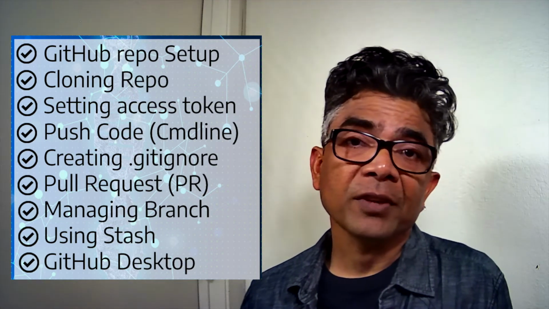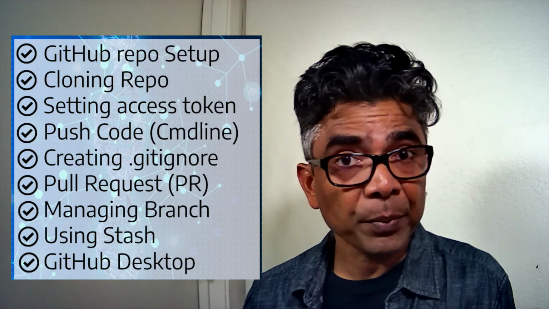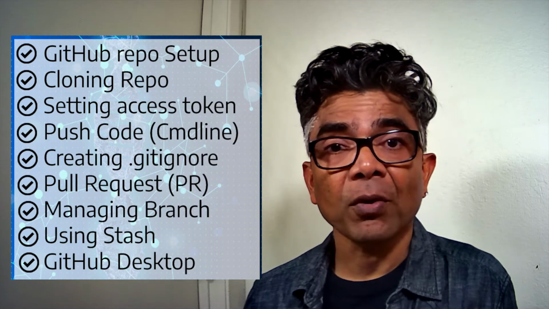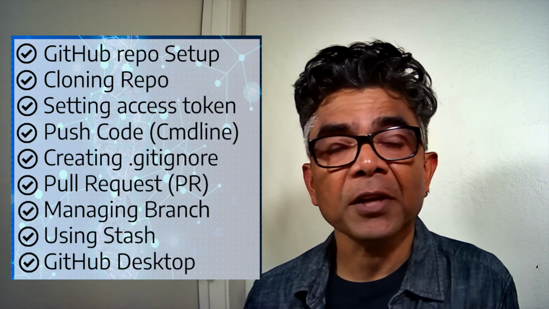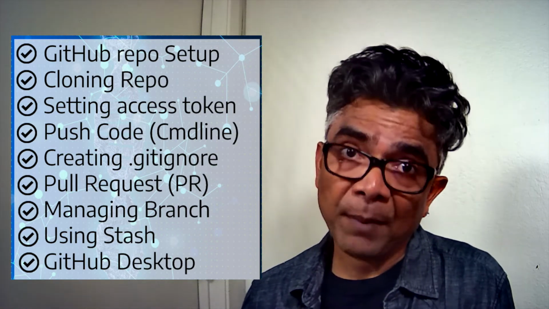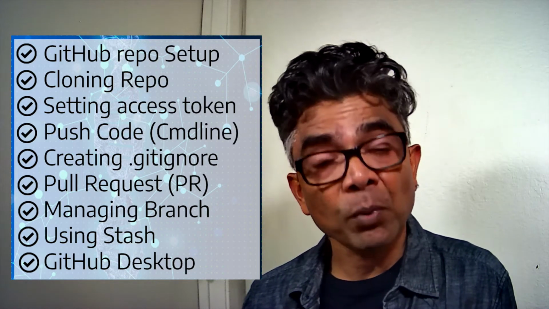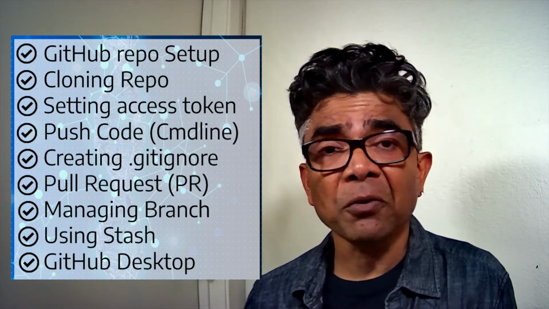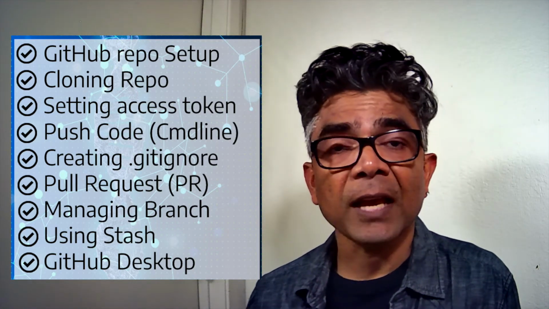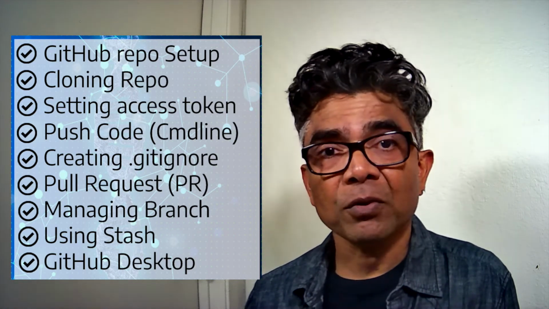You also need to understand how to add access to others so they can work on your repo. You might want to know how to make sure that you could manage your GitHub repo equally from the desktop app as well as from the command line. You want to know how to create a PR, or pull request. You may want to know how to use the GitHub stash, working on different branches. So there are several things that, as a software engineer or a developer, you must know to be very effective.